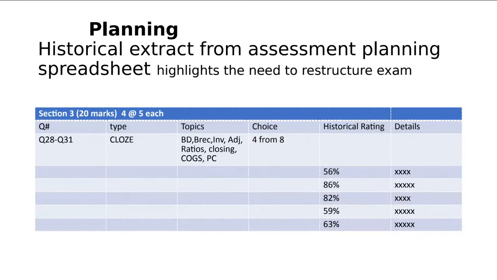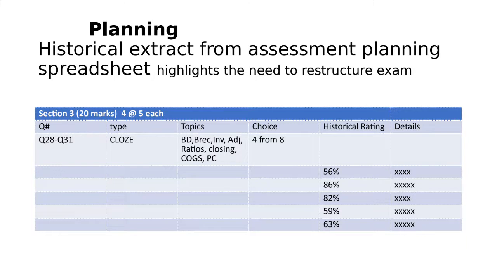And to give you an example of the planning, here's an historical extract from an assessment planning spreadsheet. I won't go through all of this, but here's some things it just tells us. Here's the section, what are question numbers, what's the type of quiz? It's what we call a closed quiz, which is a really versatile type of quiz question.